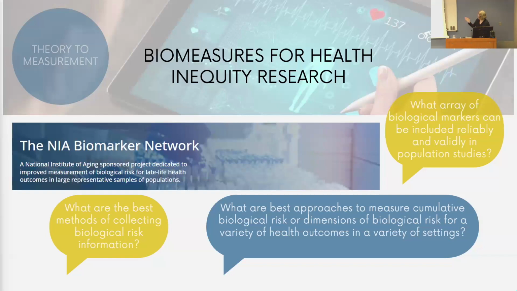So the NIA Biomarker Network, which I highlight here, is funded by NIH and housed at ISR. It's been dedicated to improving the measurement of biological risk for later life health outcomes, and not surprisingly at all, if you know ISR, by doing this in large representative samples of populations in the wild, right? This is not about doing it in a lab. This is about taking it out into the real world and getting adequate samples of people from lots of different places in the social life.